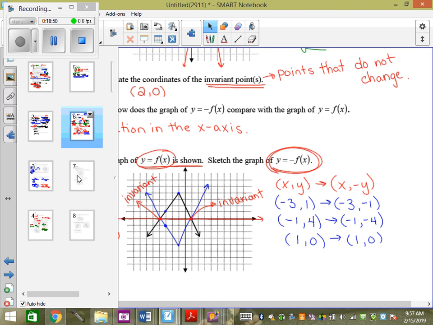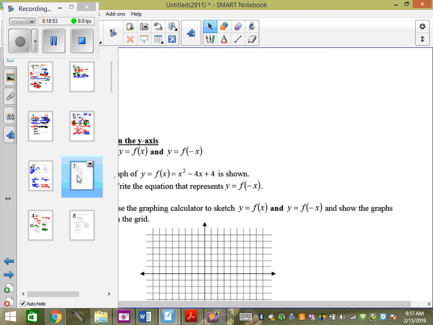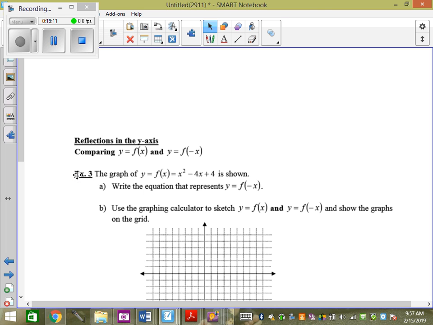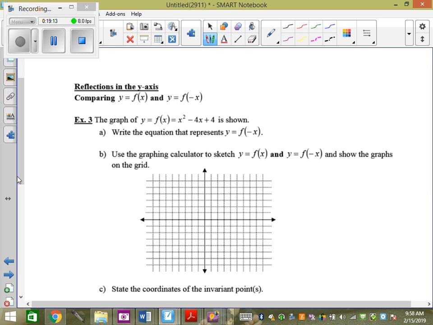Because in order to reflect in the y-axis, let's think about it. If I want to have a point here to be over here, what am I negating? What am I multiplying by -1? What am I moving? My x values, correct? My y's are staying the exact same height, but my x's are being reflected. So, reflections in the y-axis.